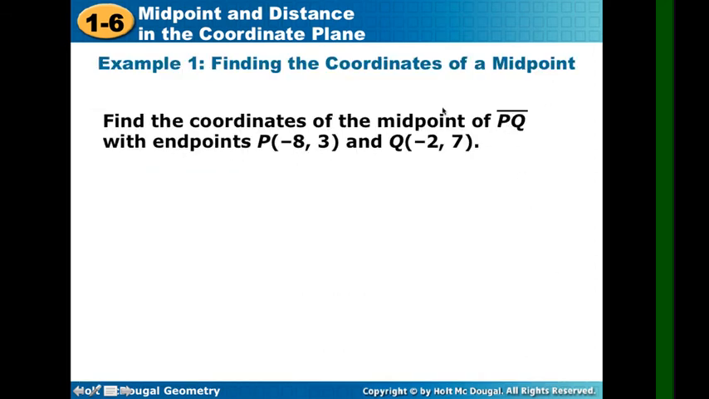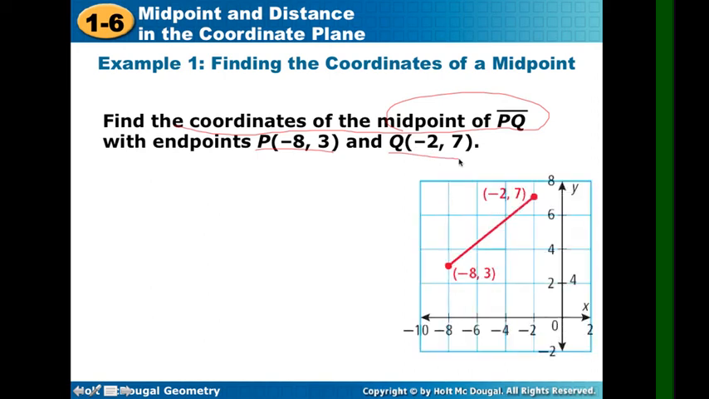Okay, let's have na lang na example. Find the coordinates of the midpoint. So, hinahanap natin yung x and y ng midpoint PQ, where P is equal to (negative 8, 3) and Q is (negative 2, 7). By showing you the graph, this is point (negative 8, 3) and point (negative 2, 7). Hinahanap natin gitna, yung midpoint. Ano kaya ang midpoint nito? Ano kaya middle ng dalawang points na yan?